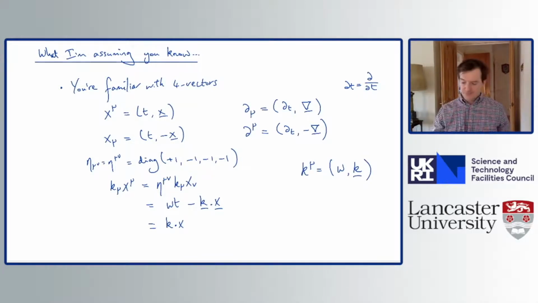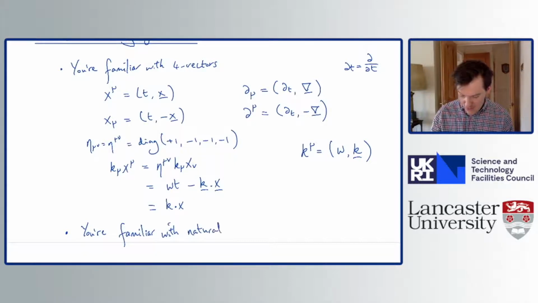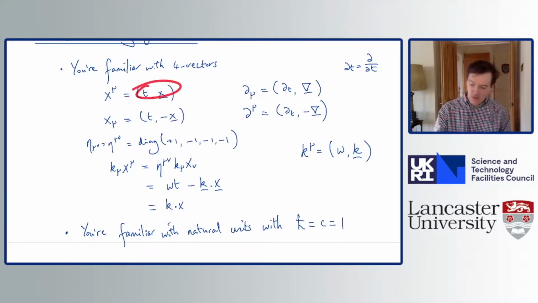The second thing is already being used in these equations here. I'm going to assume that you're familiar with natural units, which I've already been using, and throughout the course we're going to use the convention where we set ħ and c equal to 1. As I said, we've already set c equal to 1 in these definitions of our four vectors. Okay, so those are the two things that I assume you already know.